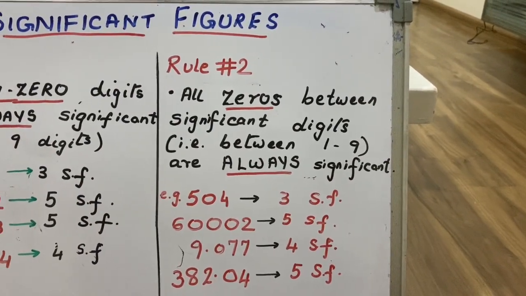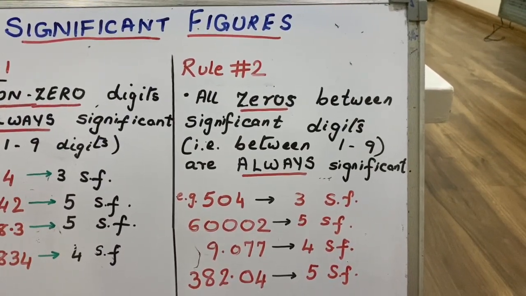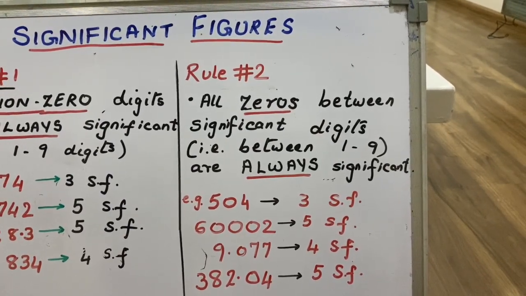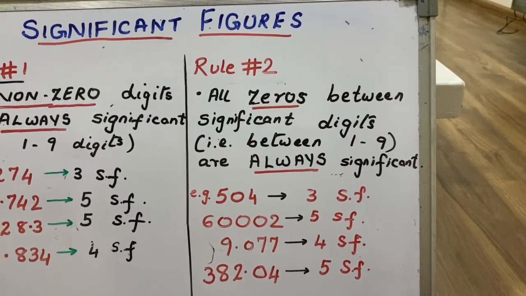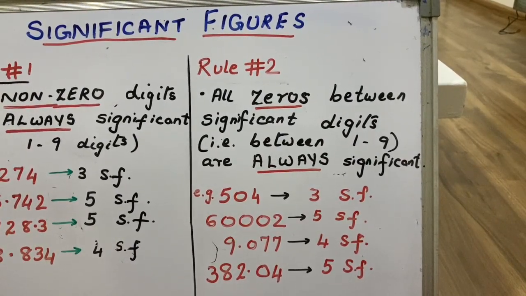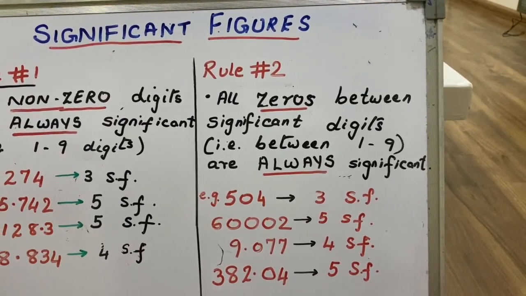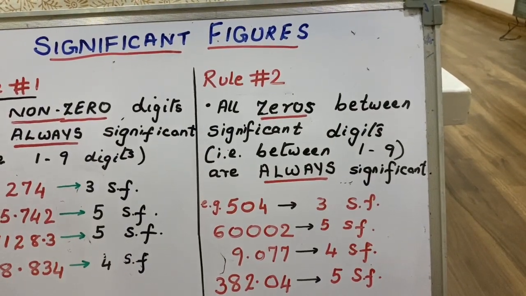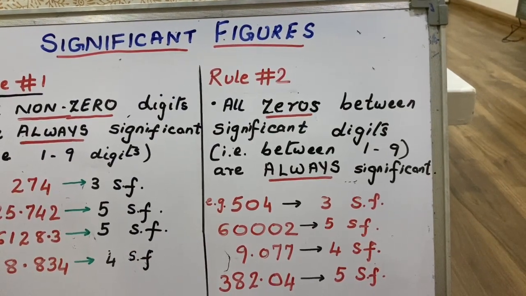Rule number 2. Zeros between significant digits. That is, a 0 between digits 1 to 9 is always significant. For example, 504. It is 3 significant figures. Why? Because there is a 0 between 5 and 4. Next, 60002. 5 SF. Why 5? Because the zeros are between 6 and 2.